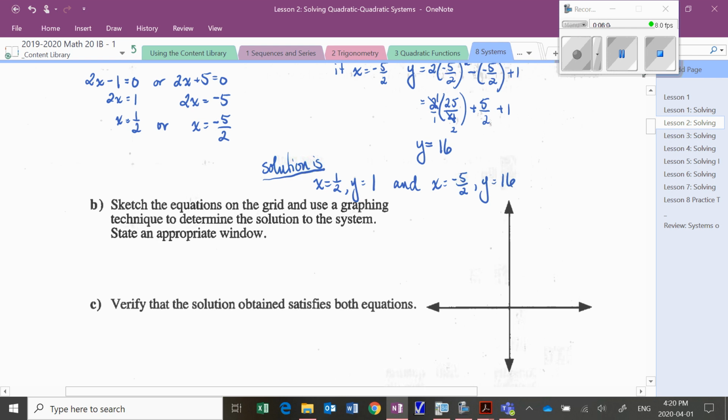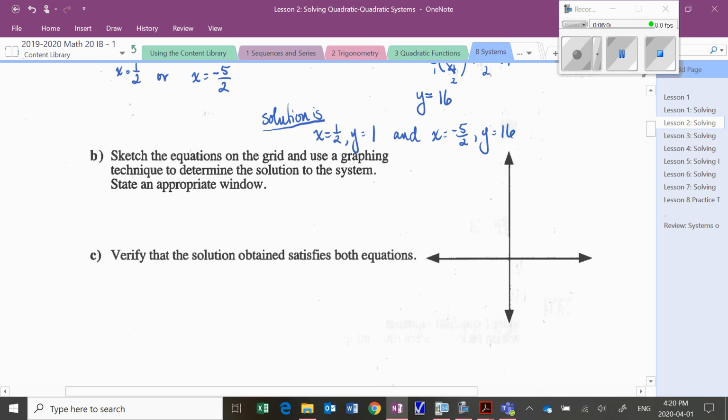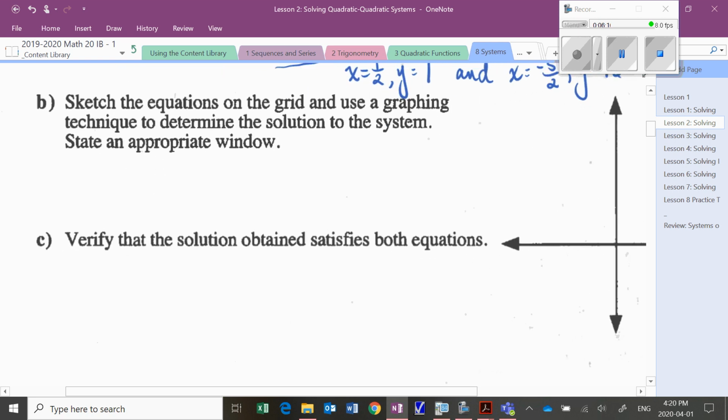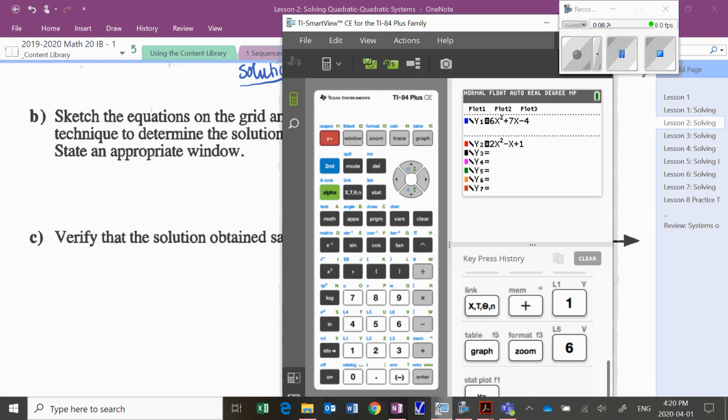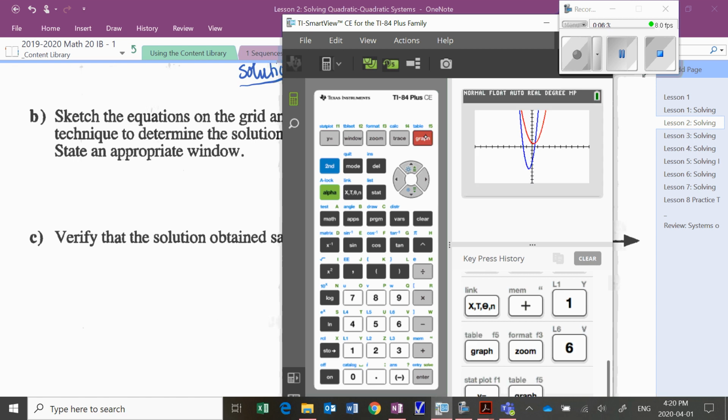Okay, so sketching the equations on the grid and using a graphing technique to determine the solution to the system, state an appropriate window. So that implies, of course, that we'll use our graphing calculator. So take out your graphing calculator and we'll enter in both equations. So I've got y1 equals equation 1, y2 equals equation 2, and we'll just go ahead and graph on your standard window.